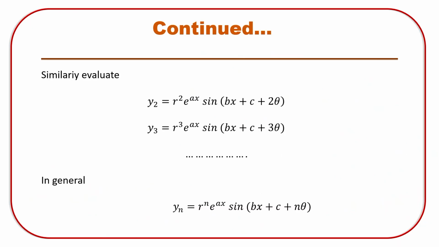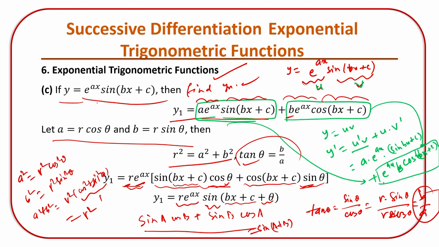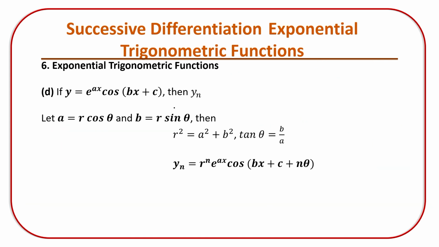So y2 is equal to r square e power ax sin of bx plus c plus 2 theta and so on. So this will come out as yn equal to r power n e power ax sin of bx plus c plus n theta. That will be a good result for these complex functions.